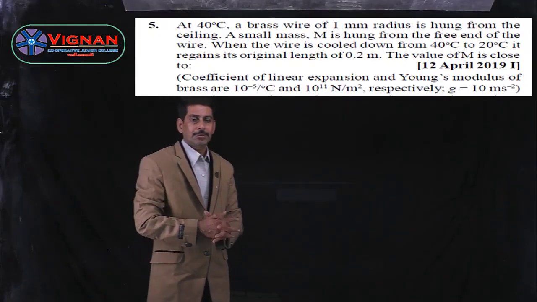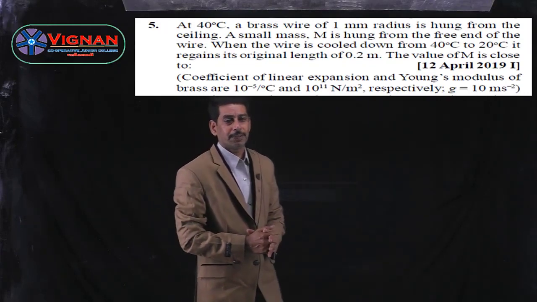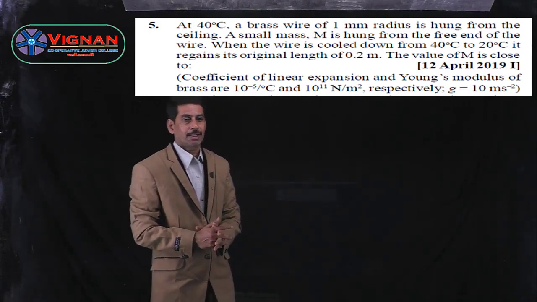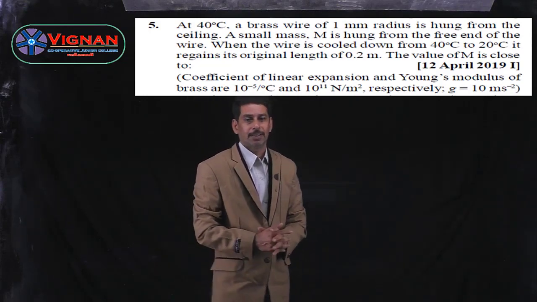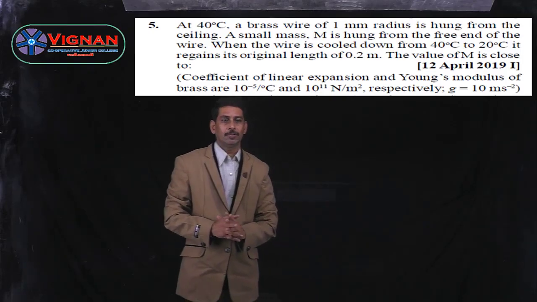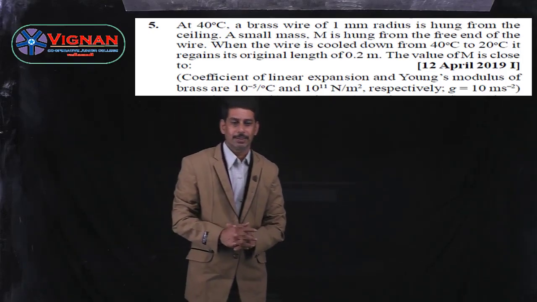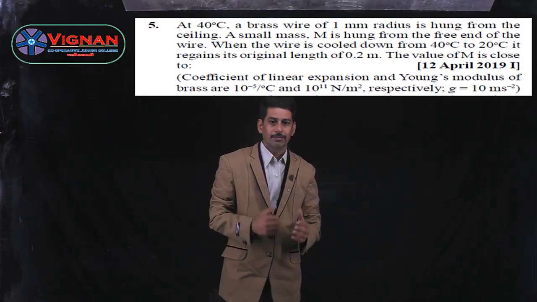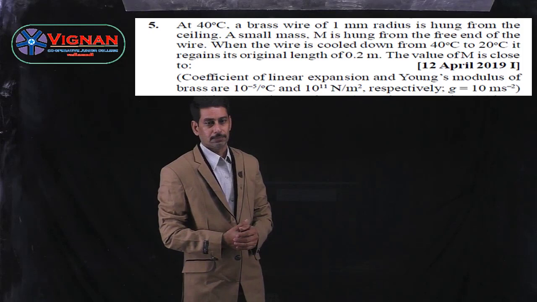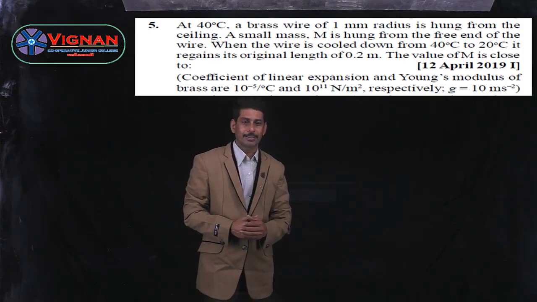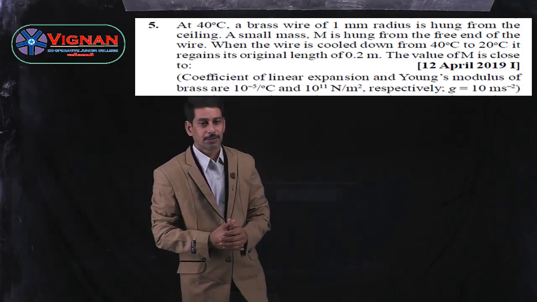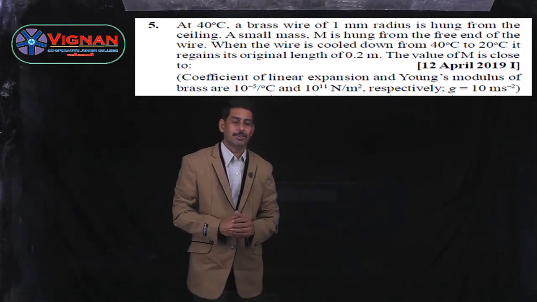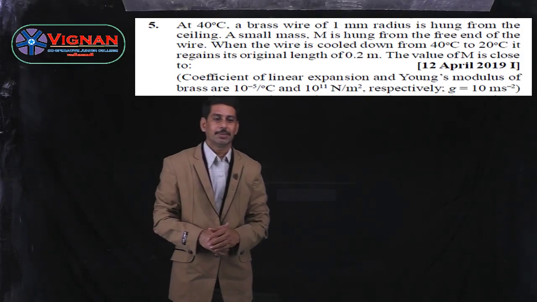At 40 degrees centigrade, a brass wire of 1 millimeter radius is hung from the ceiling. A small mass m is hung from the free end of the wire. When the wire is cooled down from 40 degrees centigrade to 20 degrees centigrade, it regains its original length of 0.2 meter. The value of m is close to, and the coefficient of linear expansion and Young's modulus of the brass are 10 power minus 5 per degree centigrade and 10 power 11 Newton per meter square respectively, and g is given as 10 meter per second square.